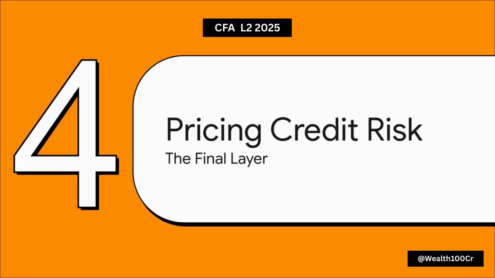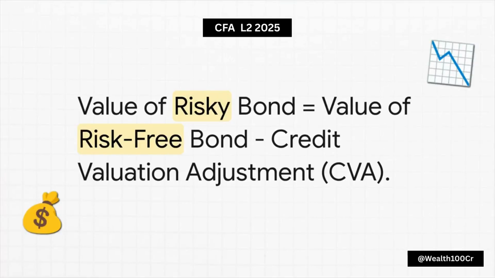What if the company just doesn't pay us back? The good news is, the way we price credit risk is actually super intuitive. You start with what the bond would be worth if it were totally risk-free, like a government bond. Then you just subtract a dollar amount that represents the market's price for the risk of default. And that deduction is called the Credit Valuation Adjustment, or CVA.